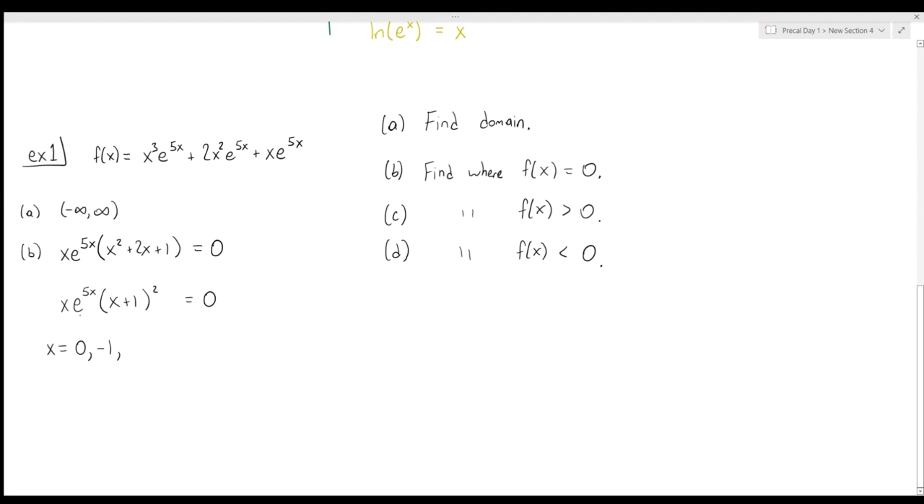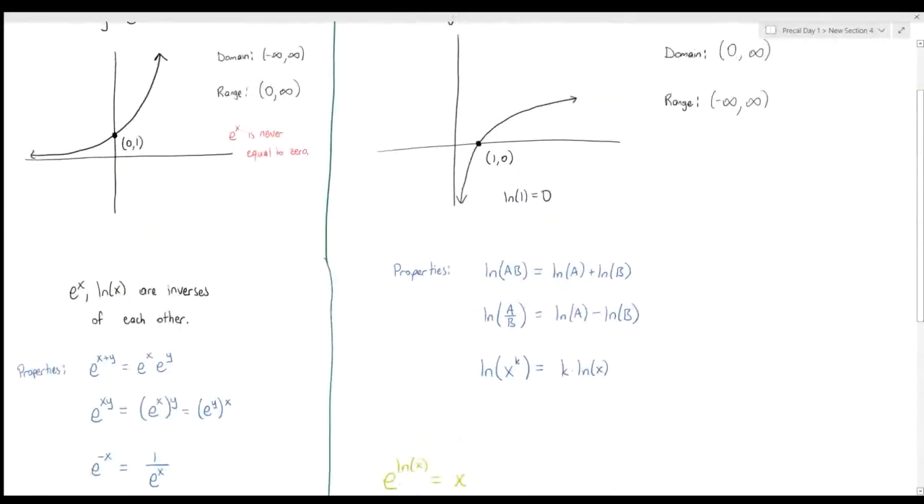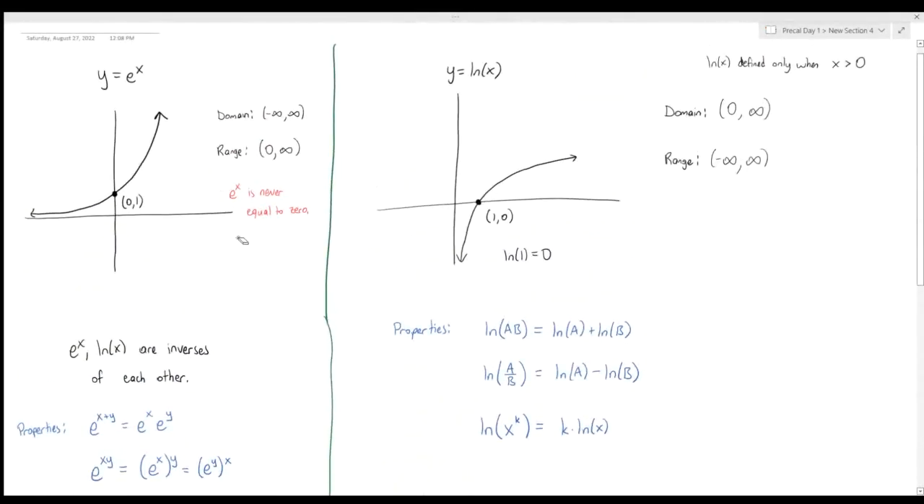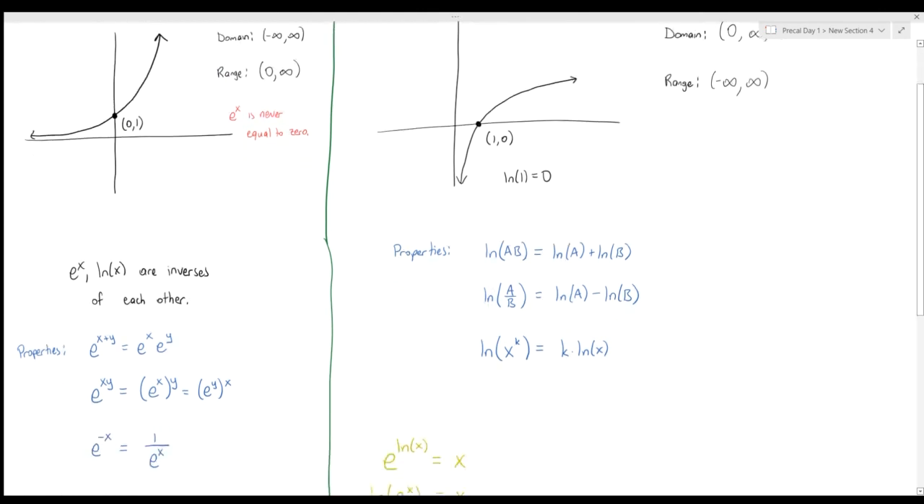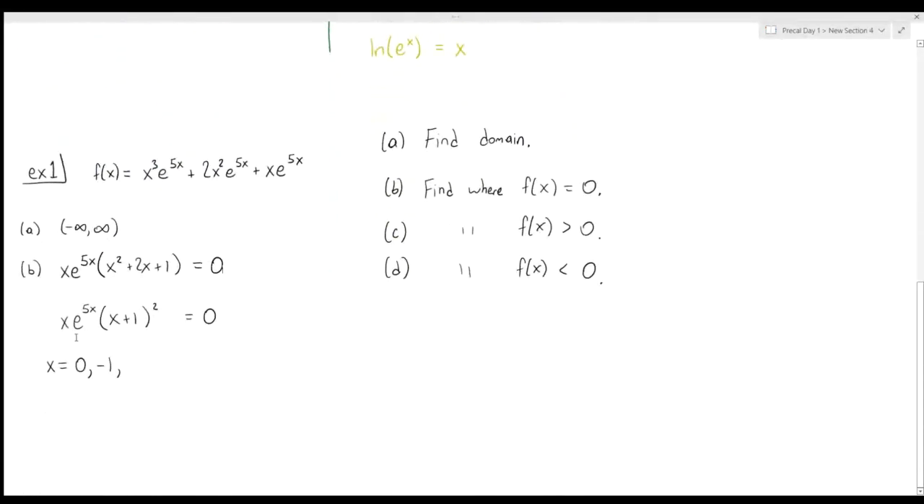What about the e to the 5x? Does that term contribute a 0 as well? And if so, what would that 0 be? Yeah, so this is where it's important to know that e to any power will never be equal to 0. So therefore, the e to the 5x does not contribute any more solutions, okay? So really, we just have x equals 0 and -1 as the only two zeros of our function. Good.